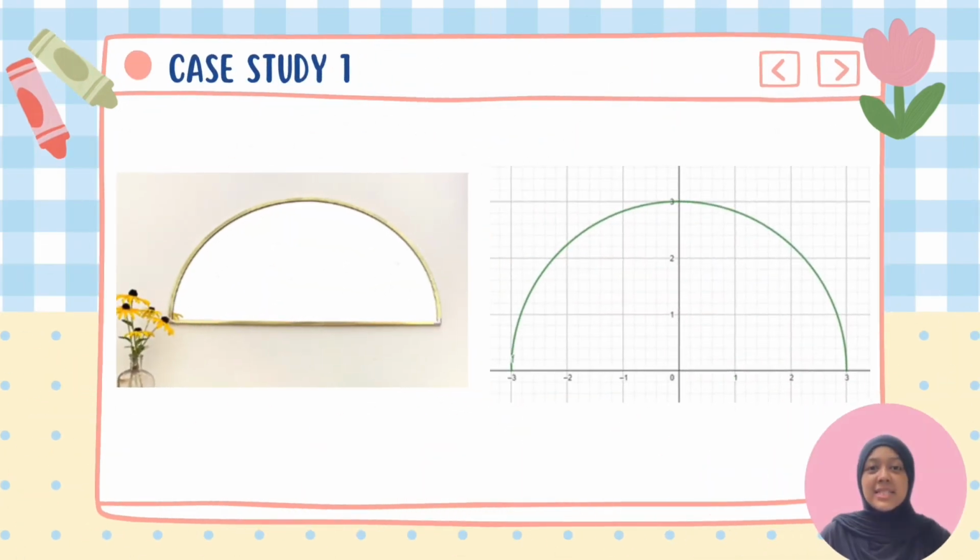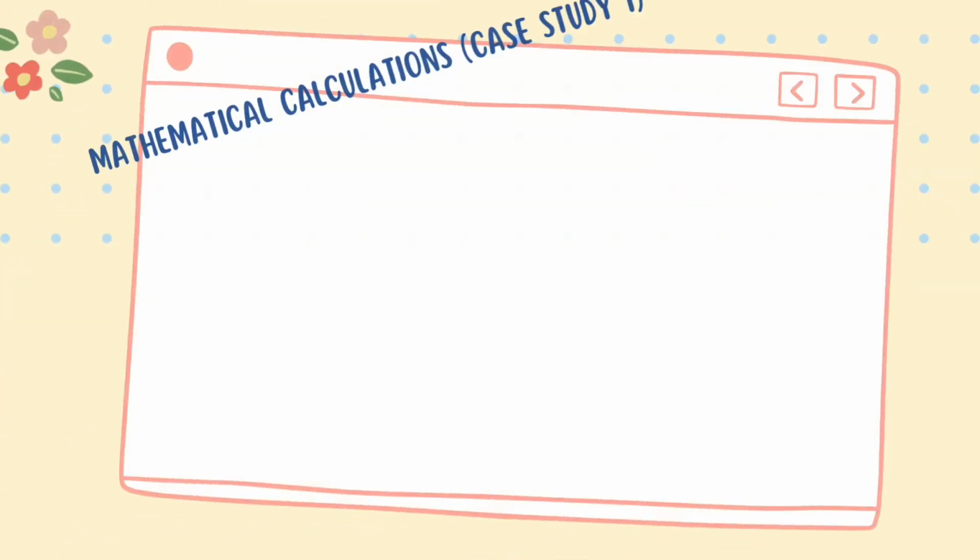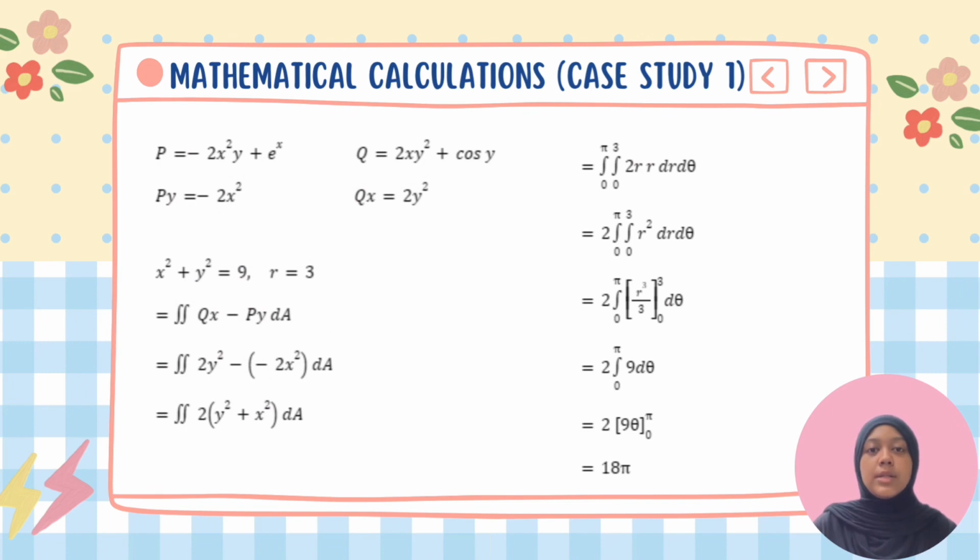So this is the image of the mirror and the graph of the semicircle that we get from the mirror. Next, we proceed to the mathematical calculations for case study 1. P is equal to negative 2x squared y plus e^x and Q is 2x y squared plus cos y, and P_y is equal to negative 2x squared. Q_x is equal to 2y squared.